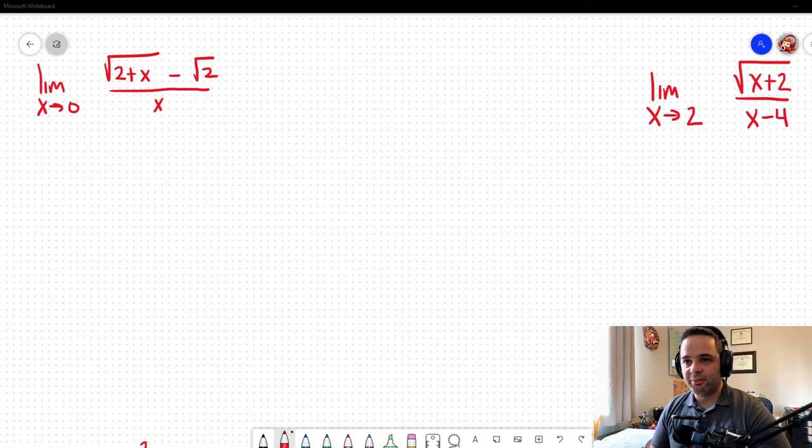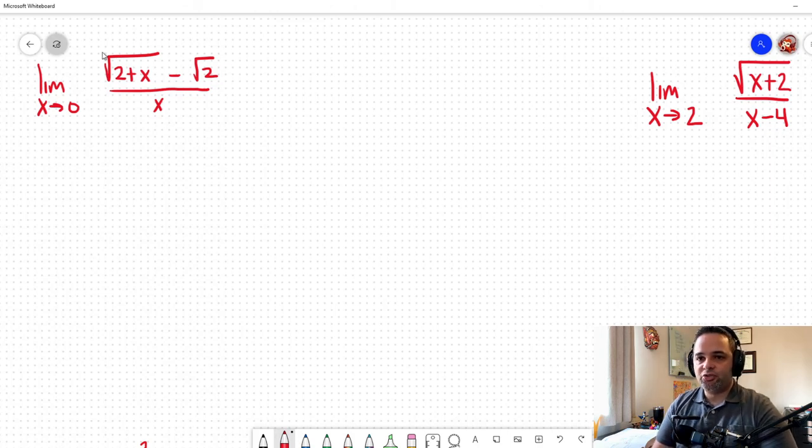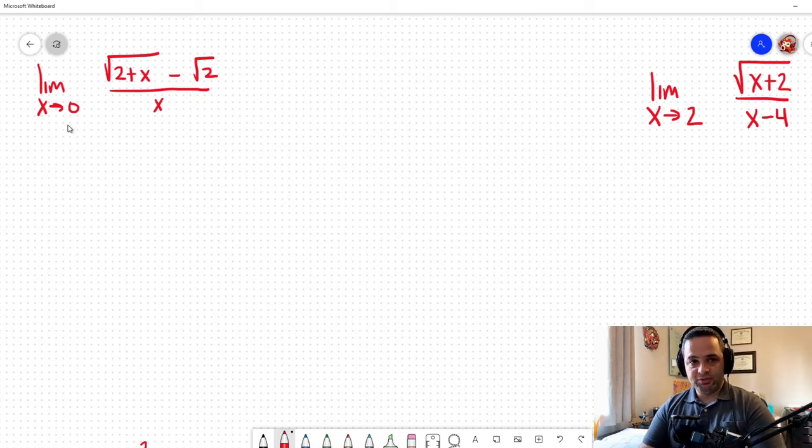Our first one is going to be this one here in the upper left corner. So we have the square root of 2 plus x minus the square root of 2, over x, as x approaches 0. Now, if a function is continuous, that means that we can solve through direct substitution. Meaning, if there is no gap or asymptote at the point at which we are going to evaluate the limit, then we can solve through direct substitution.